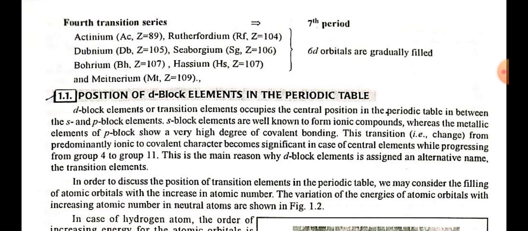Fourth transition series, that is seventh period, actinium, rutherfordium, dubnium, seaborgium, bohrium, hassium, meitnerium: 6d orbitals are gradually filled.